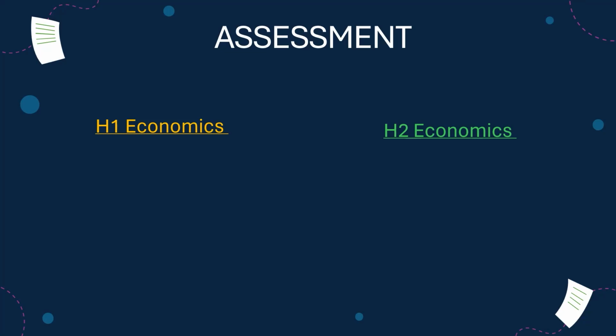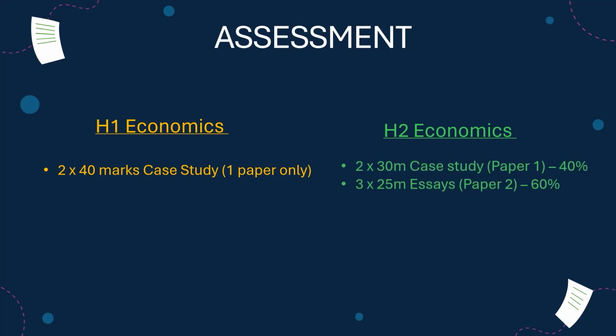The first thing that we need to consider about H1 and H2 is the difference in assessment. One of the key differences is that the H1 students will only sit for one paper that consists of two 40-mark case study questions. The H2 students, on the other hand, have to sit for two papers, the first consisting of two 30-mark case study questions, and the second consisting of 6 essay questions, of which you have to choose 3. One often overlooked fact is that the weightage of these two papers are not equal 50-50.